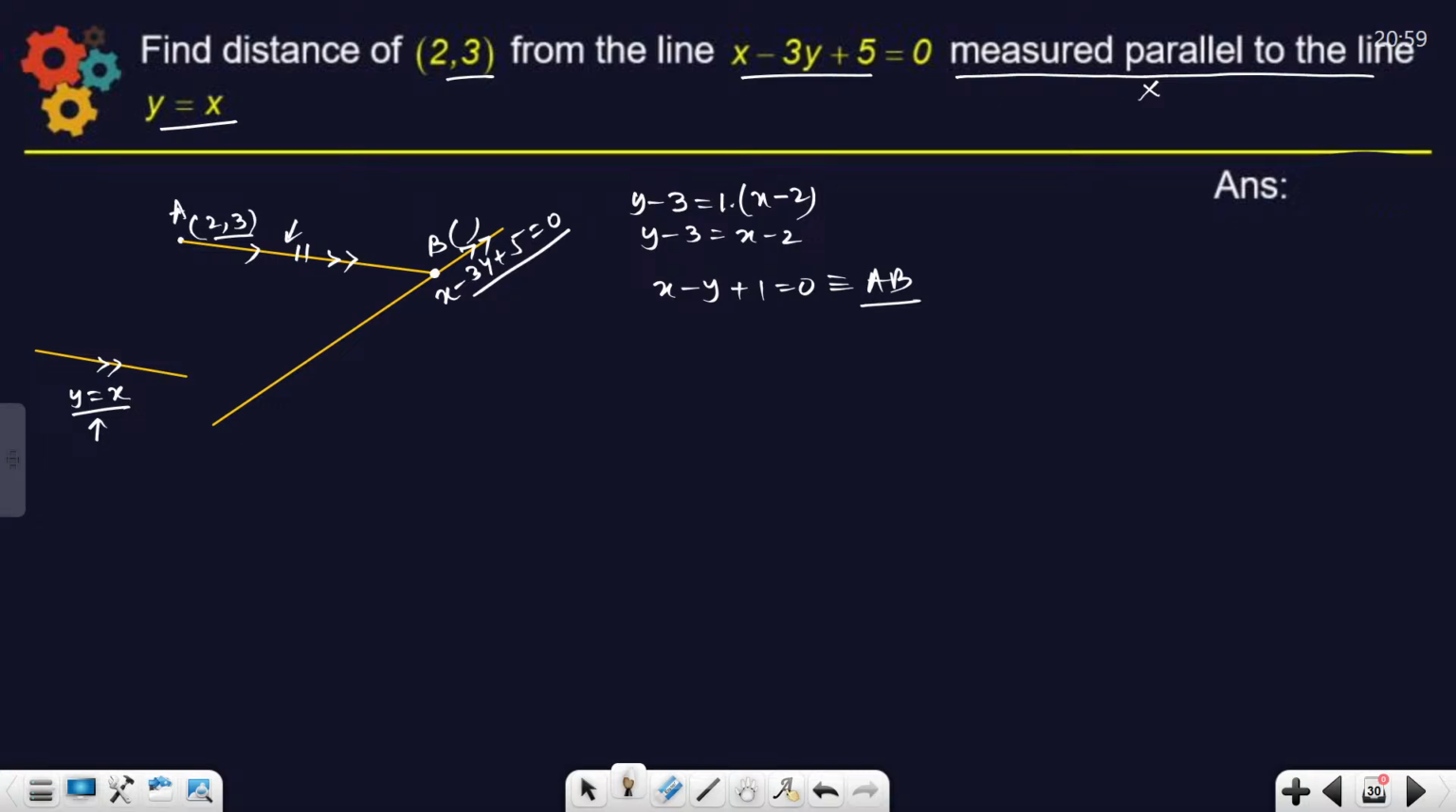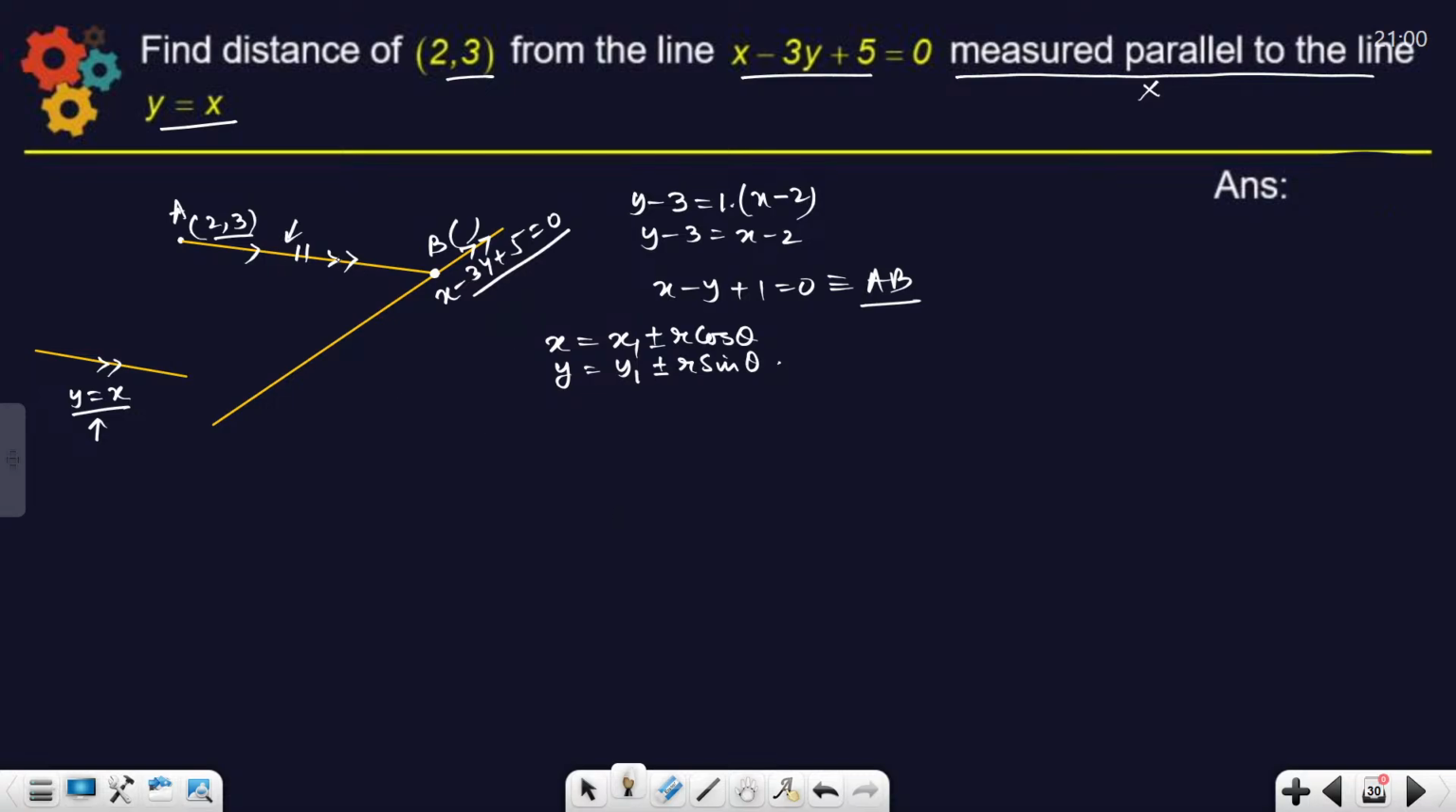As distance is involved, I will try to use the parametric form. So what will be the parametric form of AB? X will be equal to, what is the formula? x1 plus minus r cos theta. y is y1 plus minus r sin theta. That's it. Is it clear?